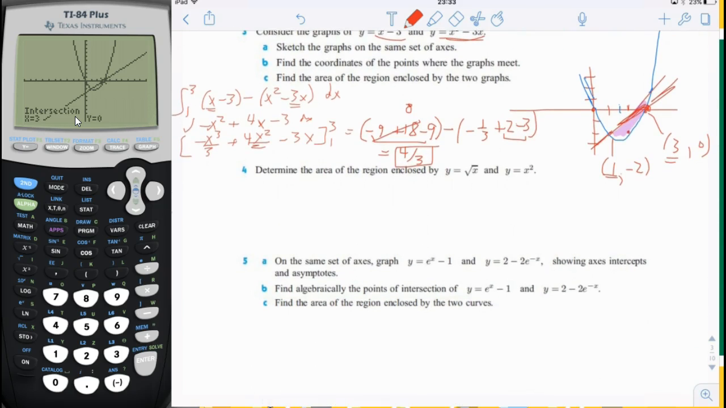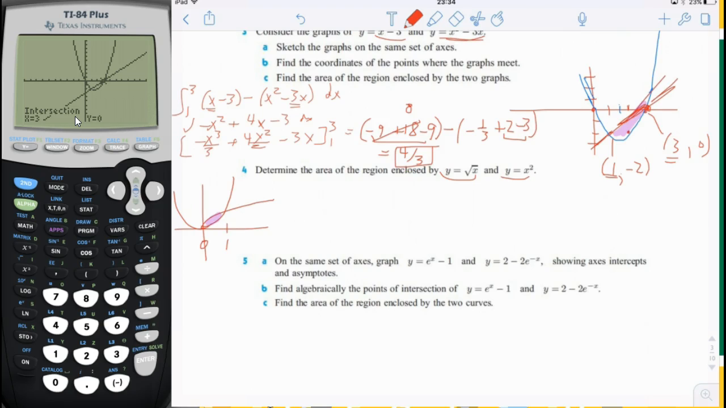Number 4, determine the area of the region enclosed by y equals square root of x and y equals x squared. This is not such a bad one to graph. y equals square root of x would be kind of like that. y equals x squared would be like that, right? Parabola. And so the region we're looking at is right there, like a petal. And we could see that this goes from 0 to 1, because they both have a point in common, 0, 0 and 1, 1.